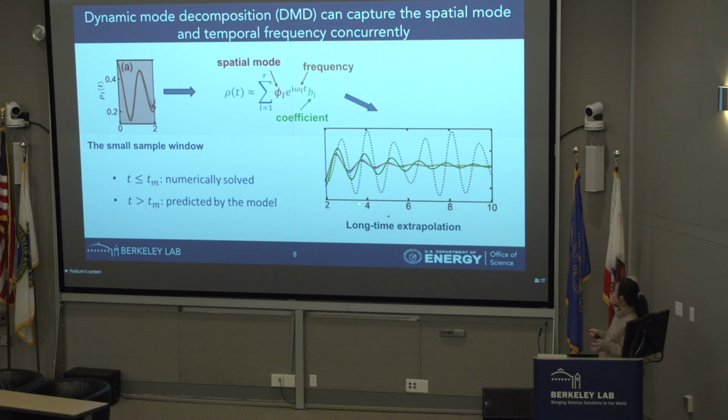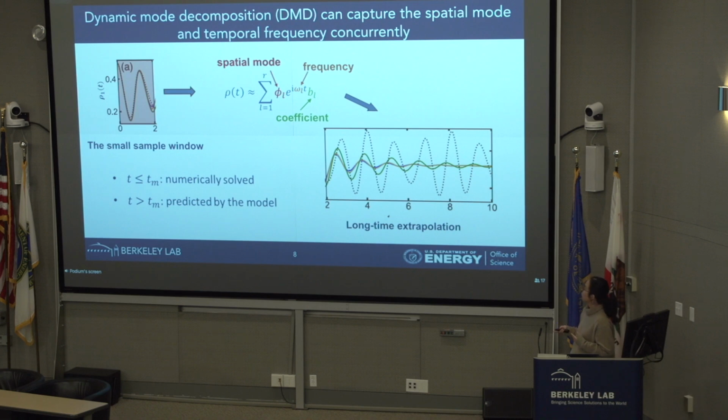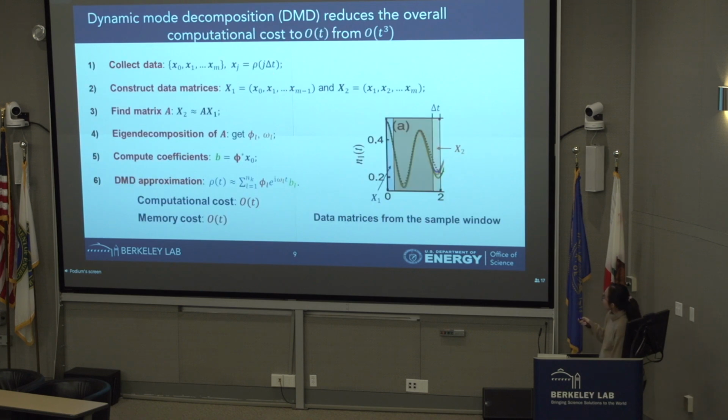In order to get the estimation of rho t at a longer time, for example, t equals 6, we just need to replace the t in this representation by t equals 6, then we can get the value of rho t. So the idea is when t is smaller than or equal to tm, for example here, tm equals 2, we numerically solve the original equation, and for larger t, we can predict the dynamics by this model. This slide summarizes the procedure for DMD.